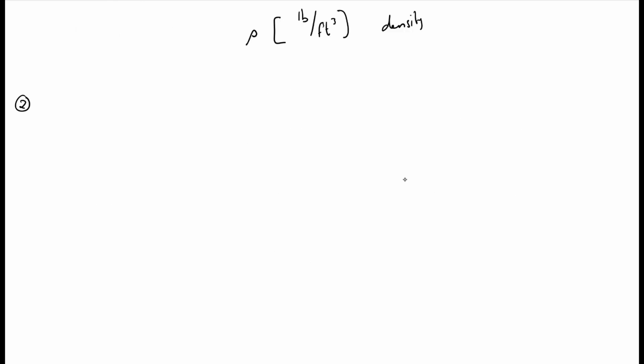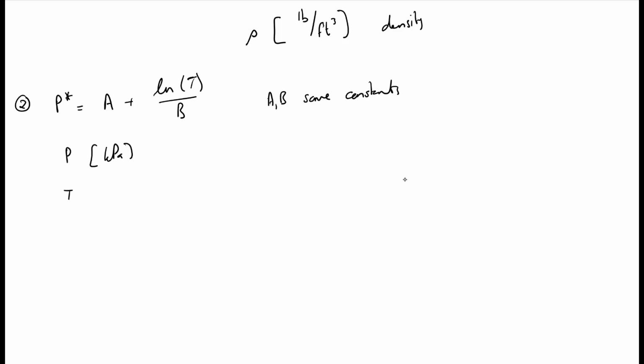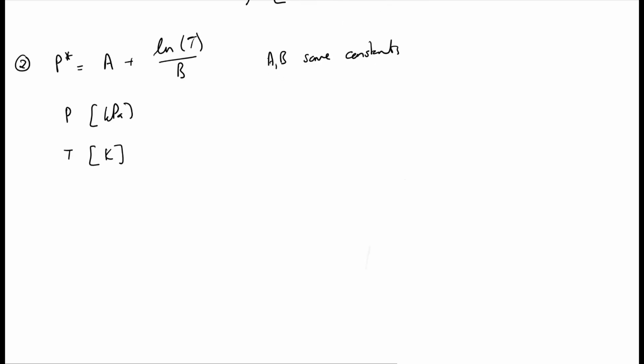The second example I want to give you today is that of the saturation pressure with A and B some constants. P is in kPa and T is in Kelvin. And we can see that the left-hand side and the right-hand side is definitely not dimensionally consistent.